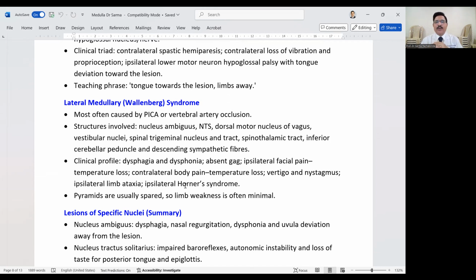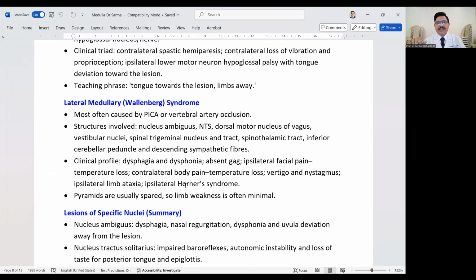Then vestibular nuclei, nystagmus and vertigo. Spinal trigeminal nucleus and tract: ipsilateral face, pain and temperature lost. Spinothalamic tract: contralateral pain and temperature. Inferior cerebellar peduncle: coordination and then ataxia. Descending sympathetic fibers: Horner syndrome, other sympathetic problems.